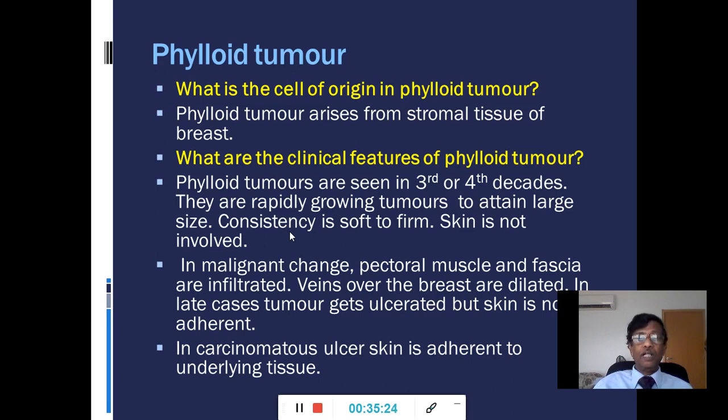So, in late cases, the tumor gets ulcerated also, but skin is not adherent to the ulcerated area. Whereas in a breast carcinoma, when it has become ulcerated, the skin is adherent to the underlying structure. But here in phylloid tumor, even though it is ulcerated, skin is not adherent to the underlying structure. That is the main difference.